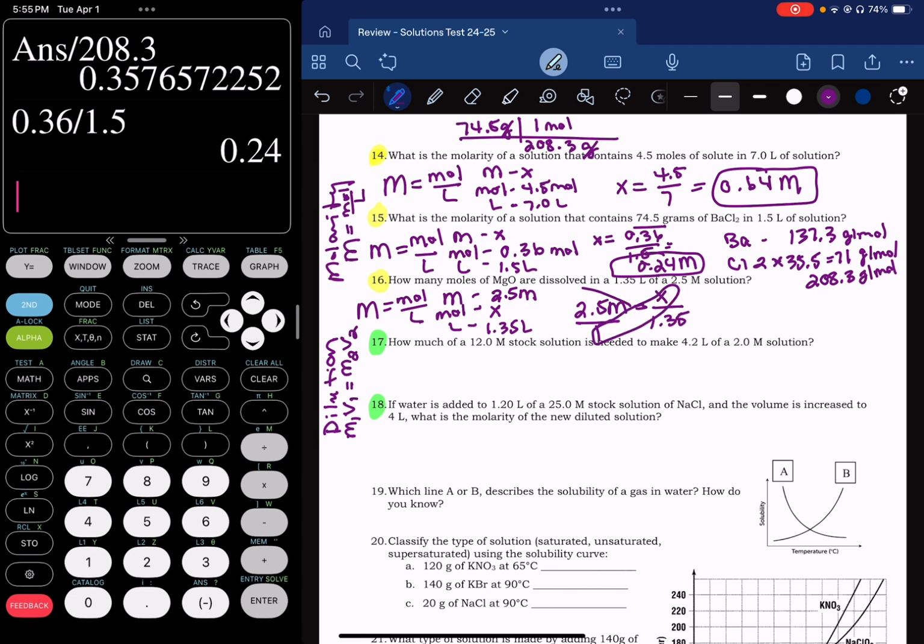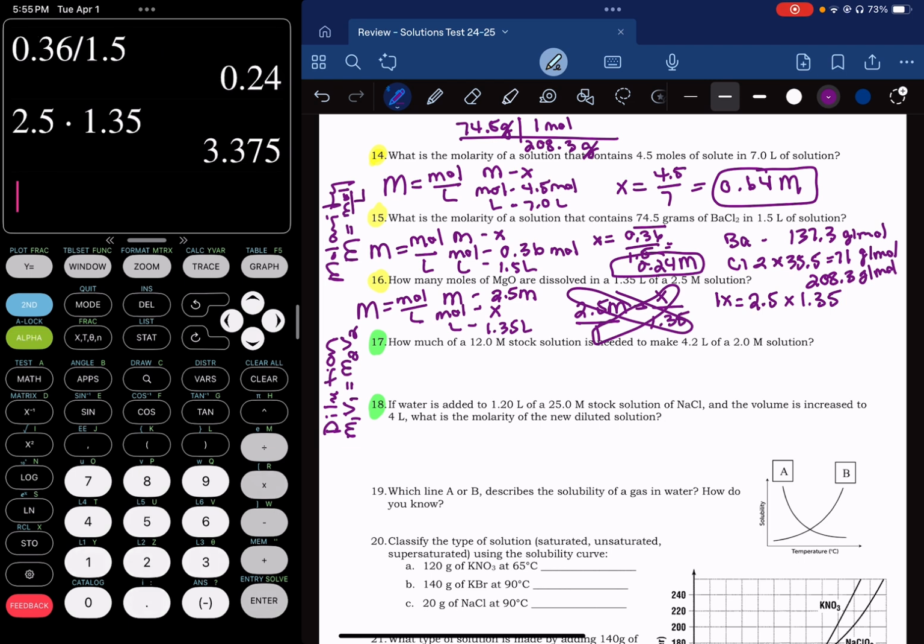All right, you're going to just cross multiply these. So it ends up being 1x, which is the same as x, right, equals 2.5 times 1.35. That is it. So 2.5 times 1.35, and then we get our answer to be 3.375, so we'll just say 3.38 moles. Okay, so that looks good to me. All right, 2 more to go.